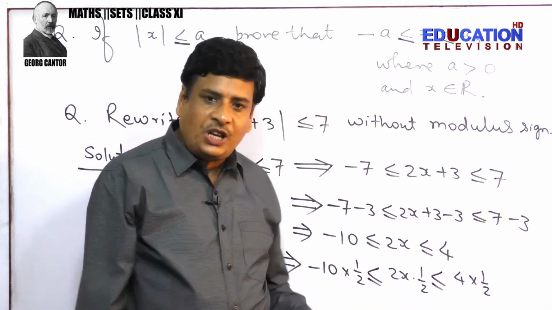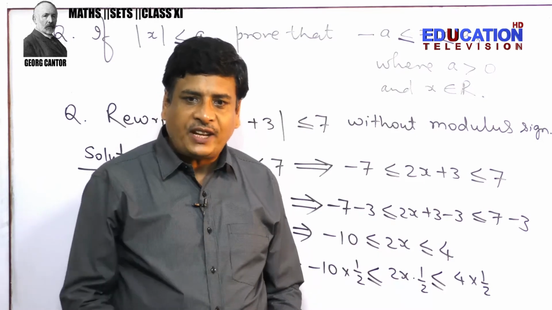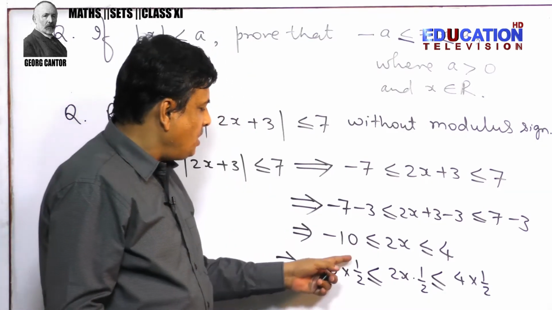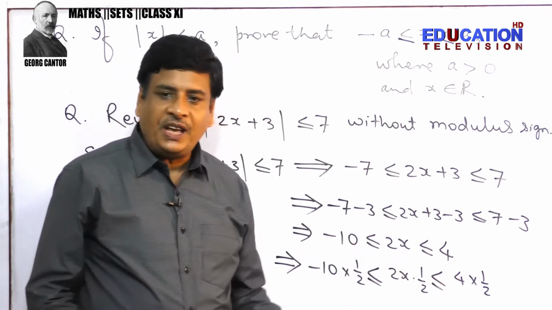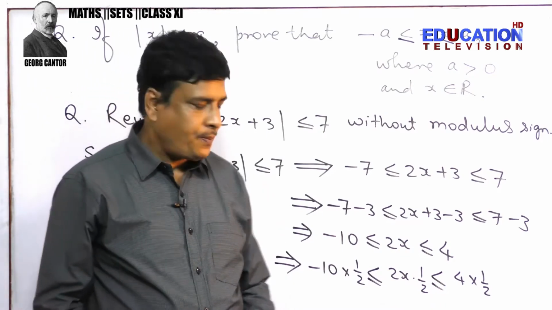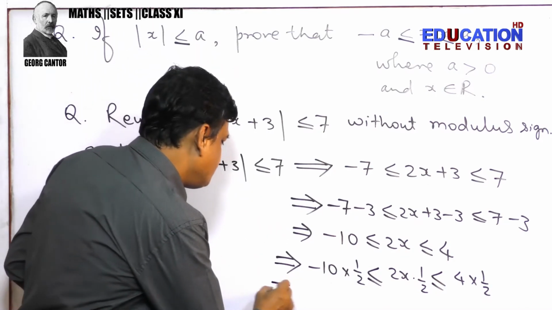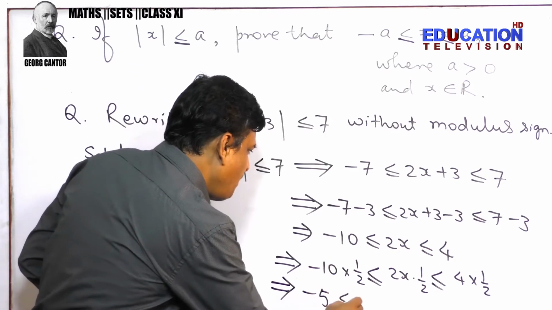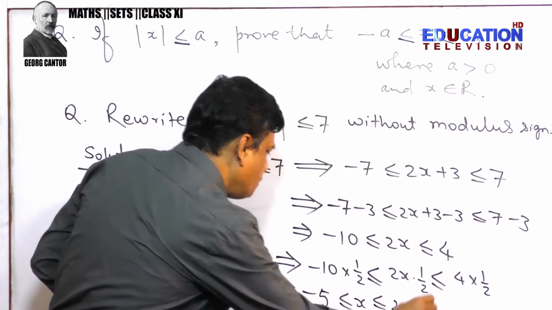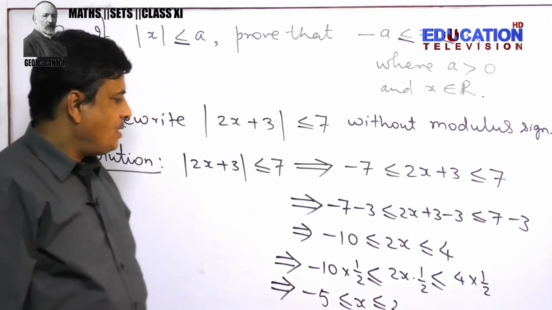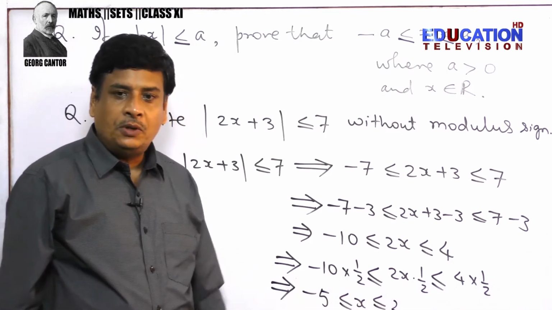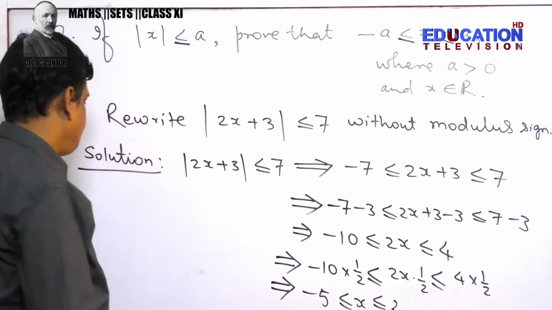Inequality will be reversed only when the factor is negative, but the number by which we are multiplying each term is positive, 1 by 2. Minus 5 less or equal to x less or equal to 2. So x lies between minus 5 and 2.